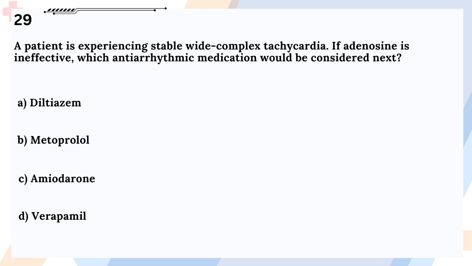Question 29. A patient is experiencing stable wide complex tachycardia. If adenosine is ineffective, which antiarrhythmic medication would be considered next? A. Diltiazem. B. Metoprolol. C. Amiodarone. D. Verapamil.